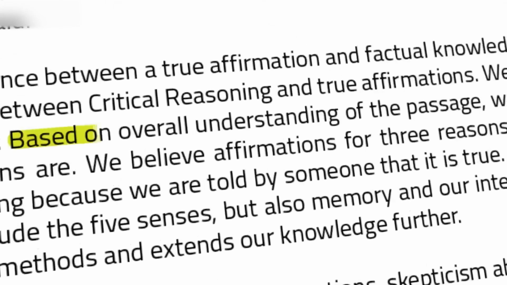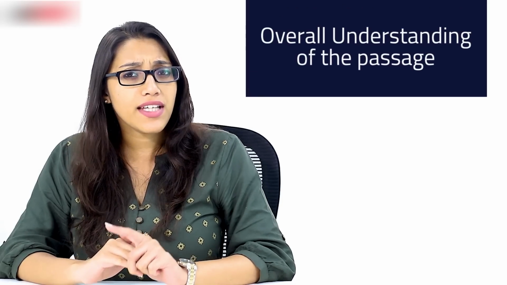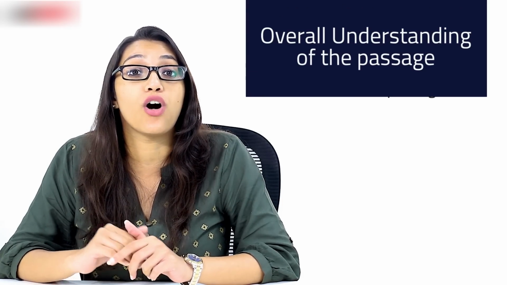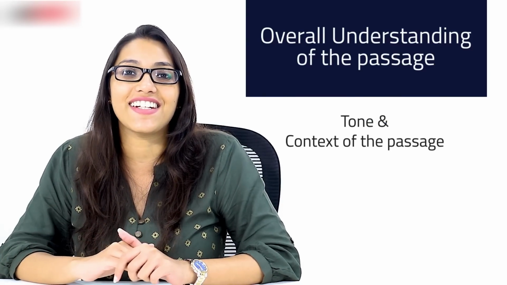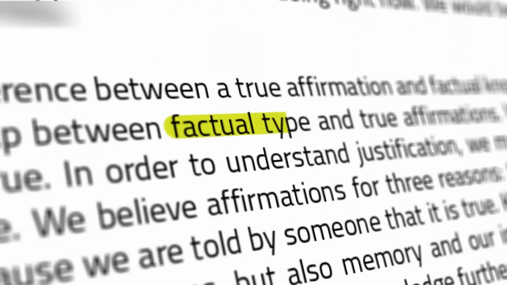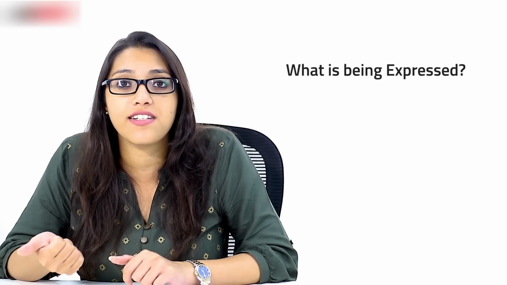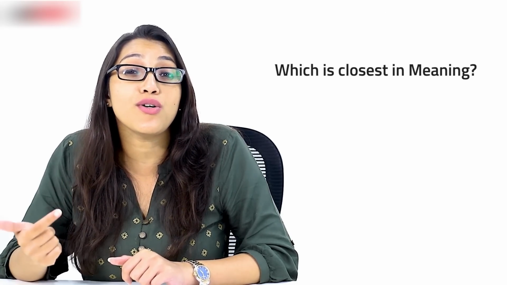Number 4, based on overall understanding of the passage. Now, these questions may require you to assess the author's tone or evaluate the overall context of the passage to arrive at the right answer. As discussed today, we're about to dig deeper into the first type of questions, that is those of the factual type. Now, these, as the name suggests, are questions from facts that are found in the passage itself. For instance, questions like what is being expressed or which of these words is closest in meaning to a word from the passage. Now, you might be thinking, what's so tough about that, right?